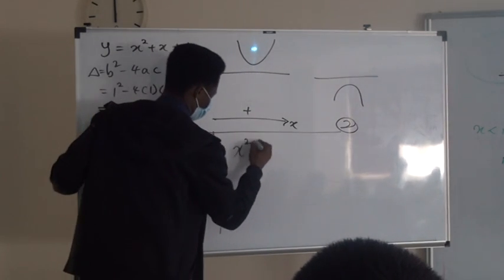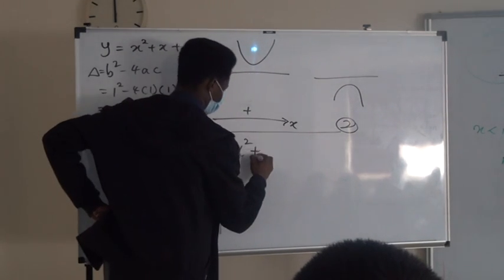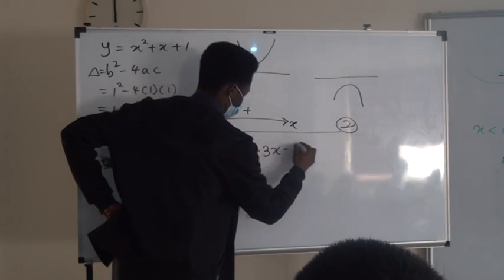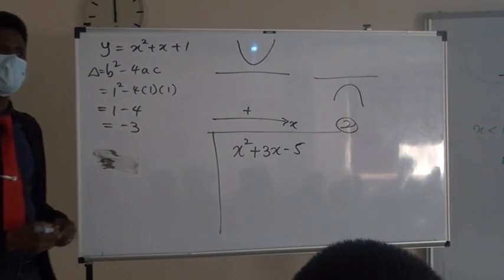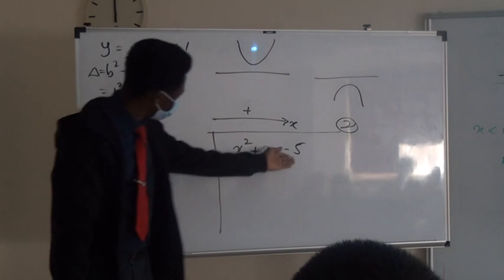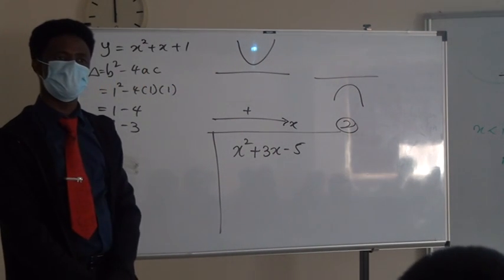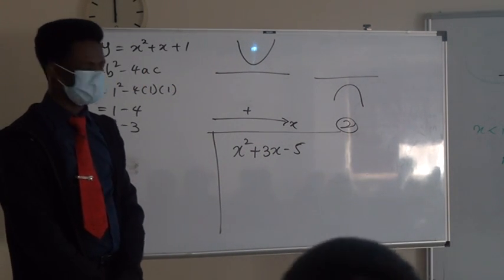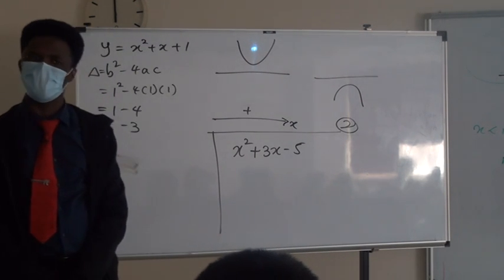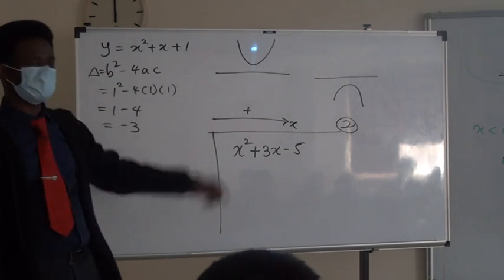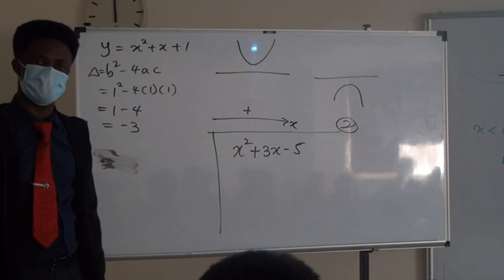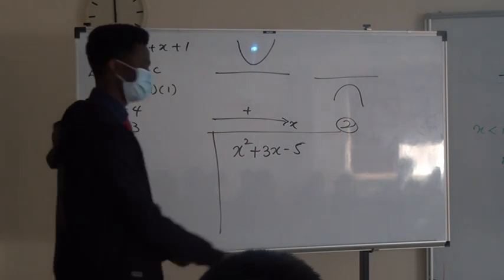Let's say you have x squared plus 3x, let's say minus 5. Again, clearly, there are no factors of 5 that give me this. Right? So it looks like, oh, maybe it won't work. Maybe it's this one that doesn't touch. Don't be too quick to judge. Check your discriminant again.